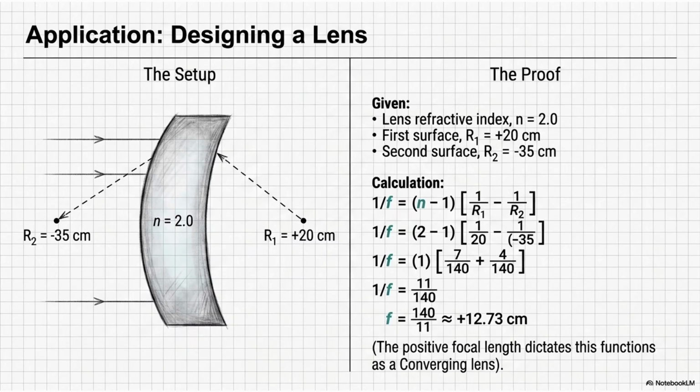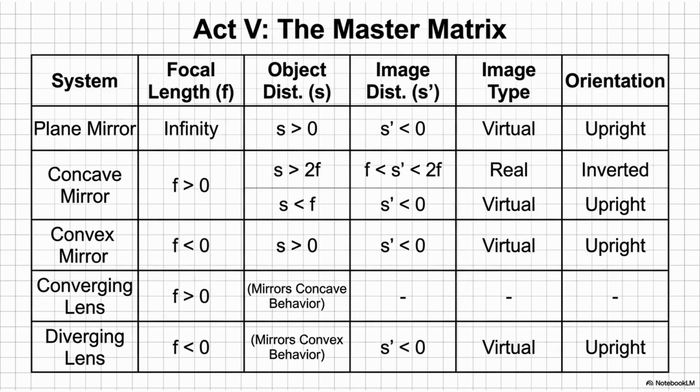Okay, we have covered mirrors, thin lenses, and glass boundaries. To bring this all together for you, we are moving to the final two slides. Act 5, the grand summary. Yes, slides 14 and 15. Slide 14 gives us this massive master matrix table. It basically summarizes the orientation and image types for literally every system we've discussed today. Plane mirrors, concave, convex, converging lenses, diverging lenses. It's all there. And then slide 15 is the unified equation board.